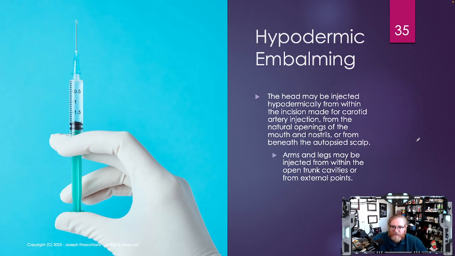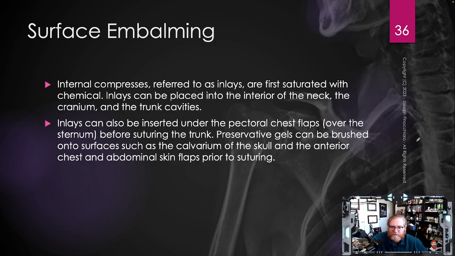The head may be injected hypodermically from within the incision made for carotid artery incision, or from natural openings of the mouth and nostrils, or from beneath the autopsied scalp. Arms and legs may be injected from within the open trunk cavities or from external points.